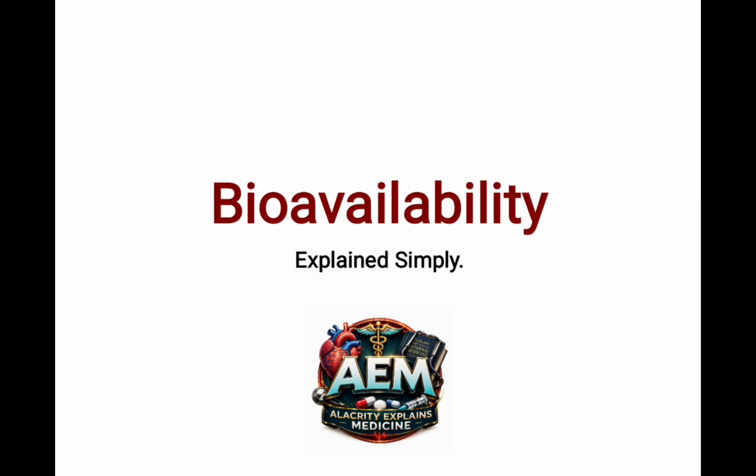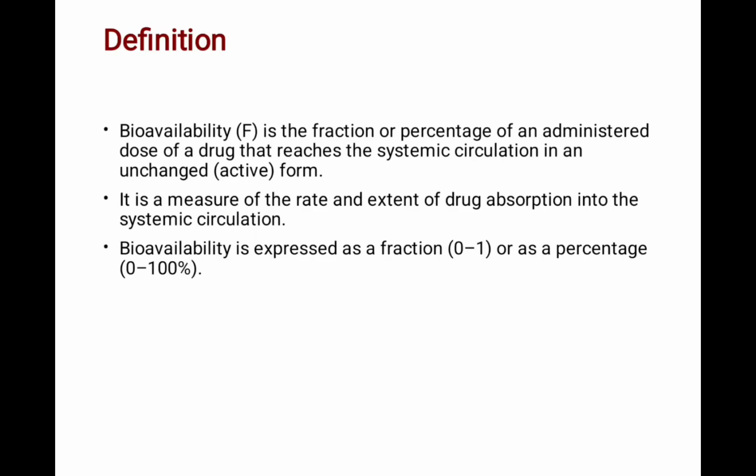Today we are going to be looking at bioavailability in pharmacokinetics. So bioavailability, which is represented as F, is a fraction or percentage of an administered dose of a drug that reaches systemic circulation in an unchanged or active form. So it's a measure of the rate and extent of drug absorption into systemic circulation. It gives you information of how well a drug is being absorbed into systemic circulation.